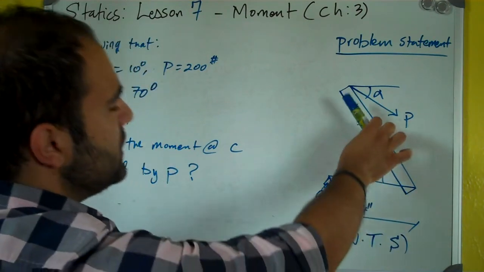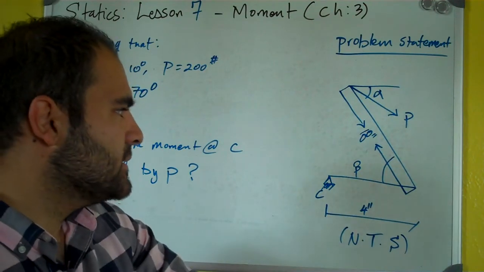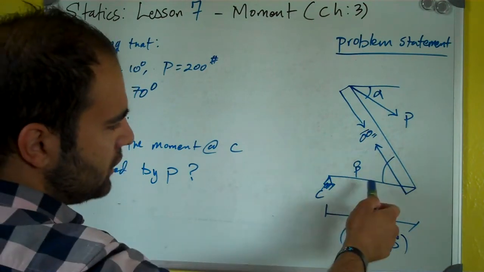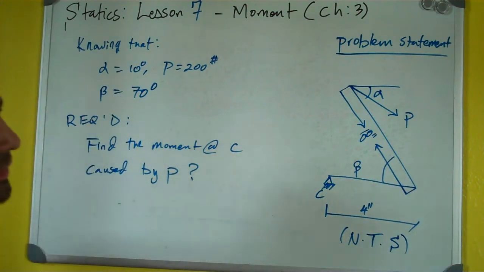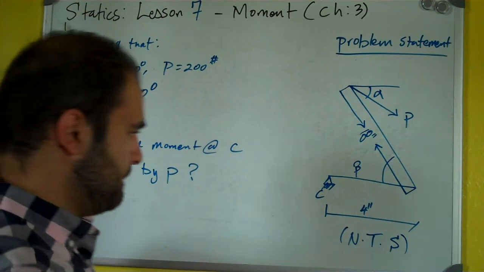The angle between the oblique side and the horizontal is 70. And you're trying to find what is the moment at C.